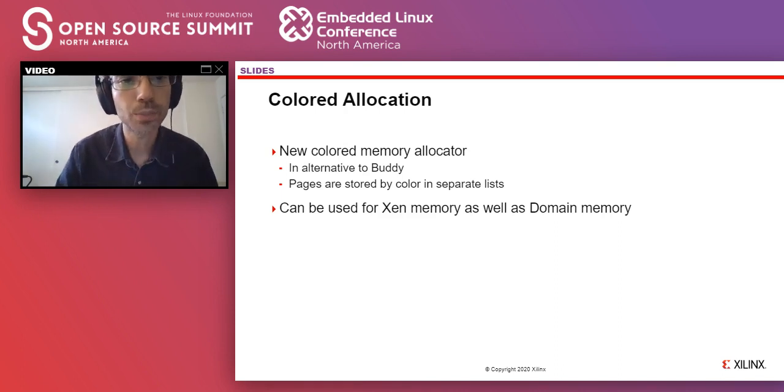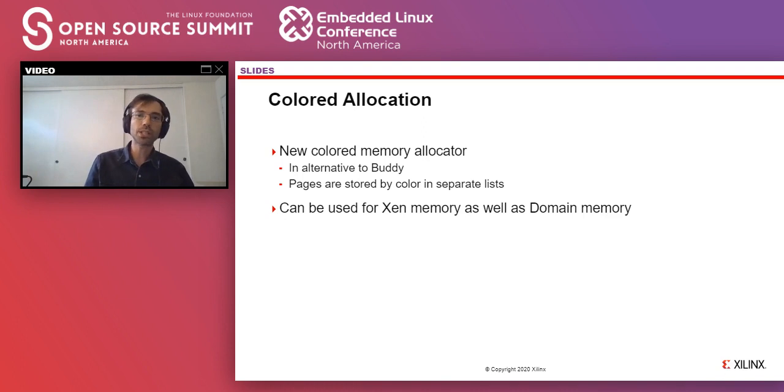The next thing we did is we wrote a new memory allocator. The traditional memory allocator on Xen is called Buddy. What we did is add a new memory allocator that is colored, so it understands colors. What it does is keep pages on lists, one list for each color. So on the Xilinx MPSoC, we have 16 lists, one for each color, with pages ordered by address on each list. Basically, you ask, please give me a page from color number 3, and you pick the topmost page on the list for color 3. The colored allocator can be used for both Xen memory as well as virtual machine memory. When I say Xen memory, I mean the memory used by the hypervisor itself.